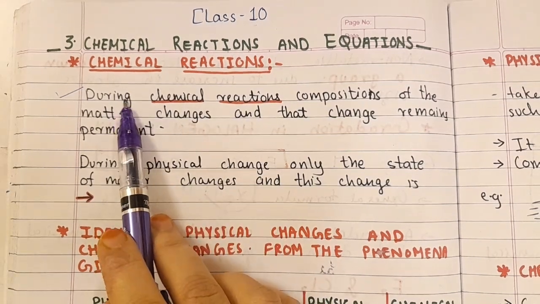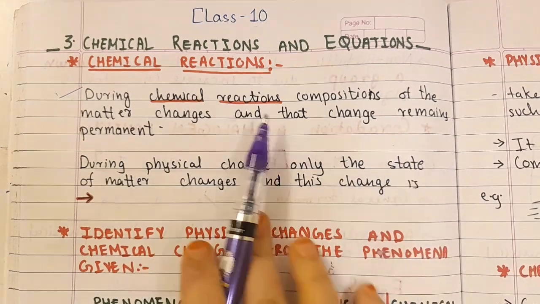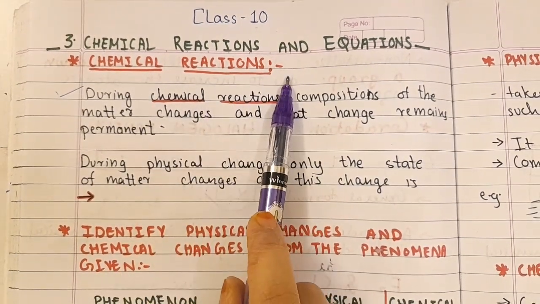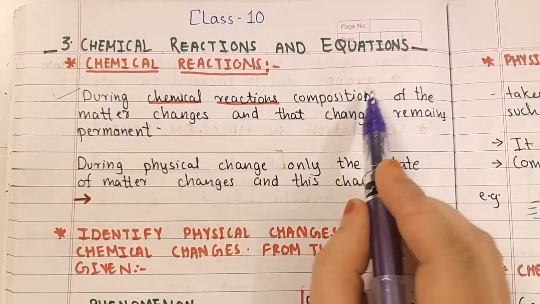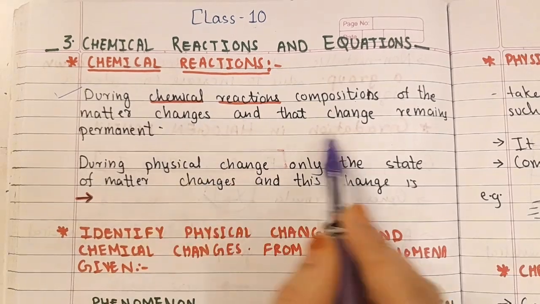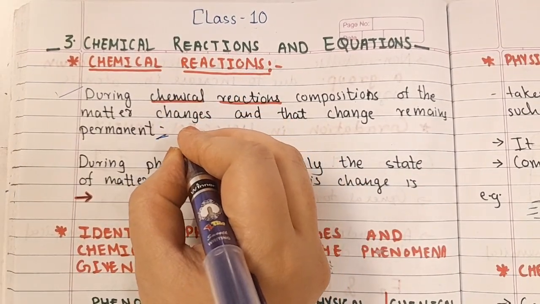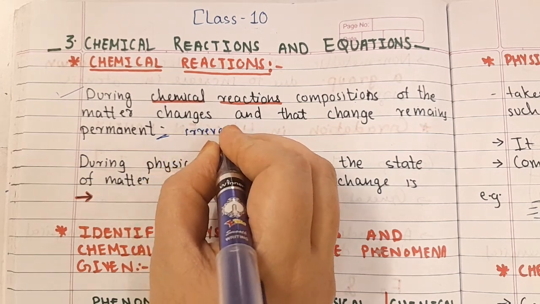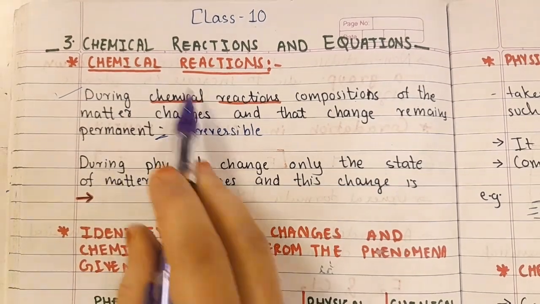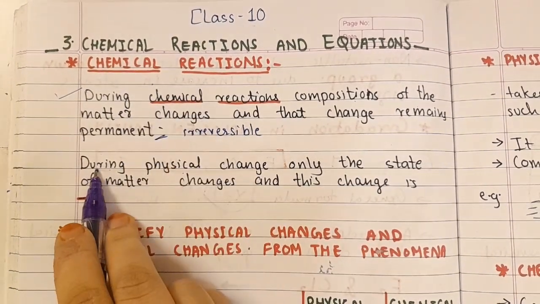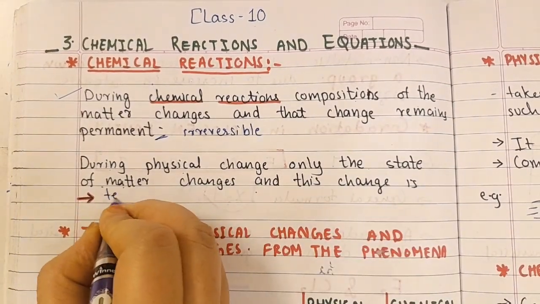What is it? Some of the scientists of the 18th and 19th century carried out fundamental experiments on chemical reactions, and they proved from their experiments that during a chemical reaction, the composition of matter changes and that change remains permanent. That means chemical reactions are irreversible. During a physical change, only the state of matter changes and this change is temporary.